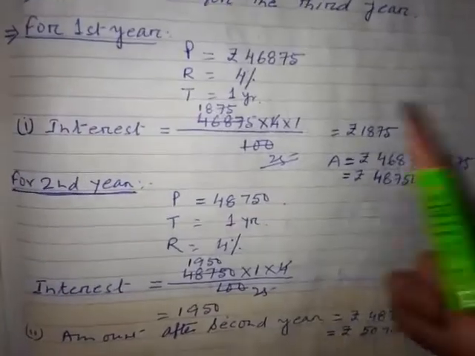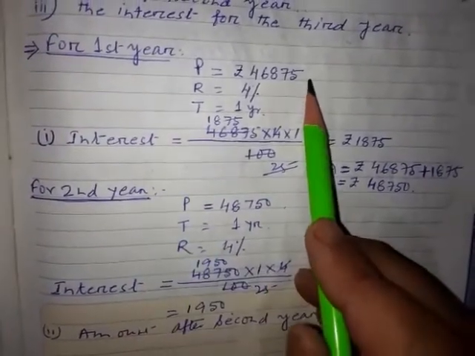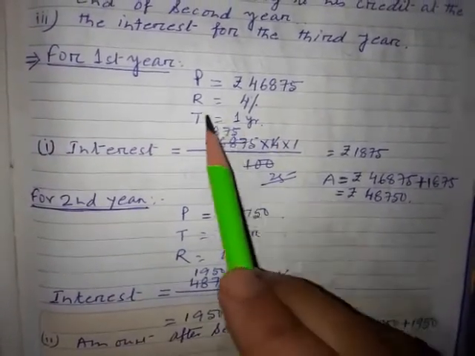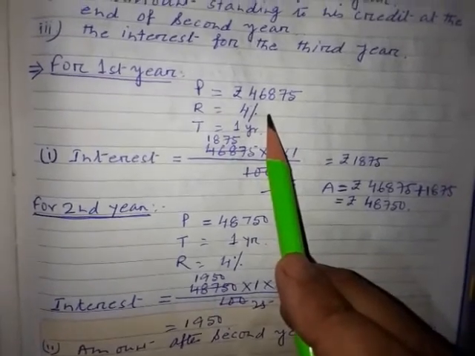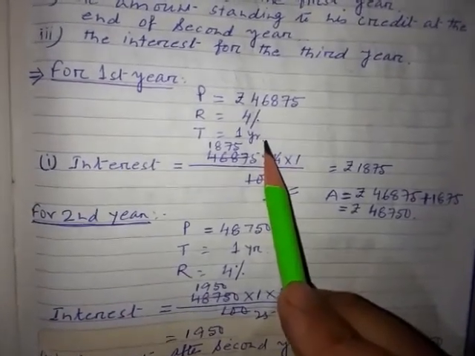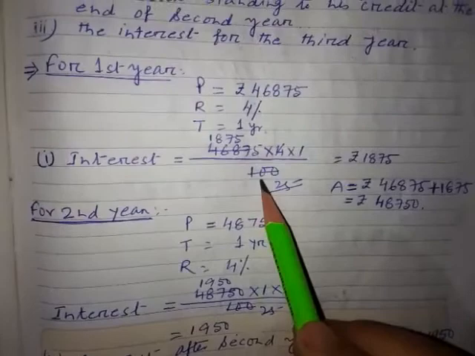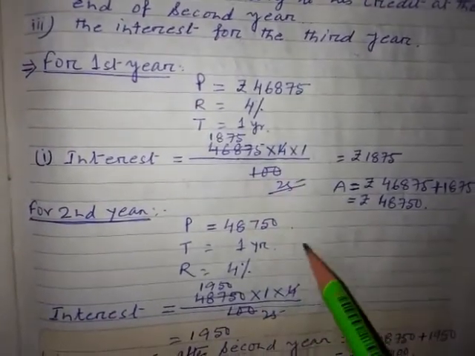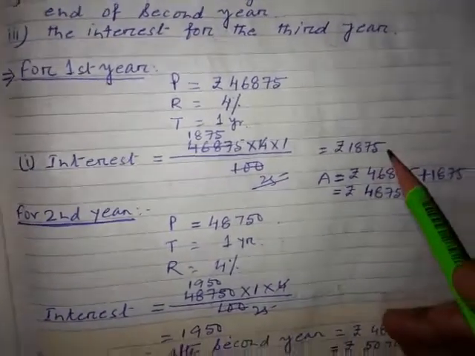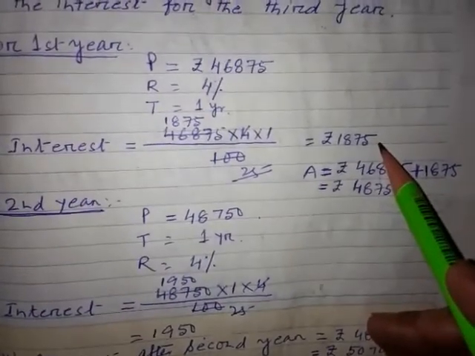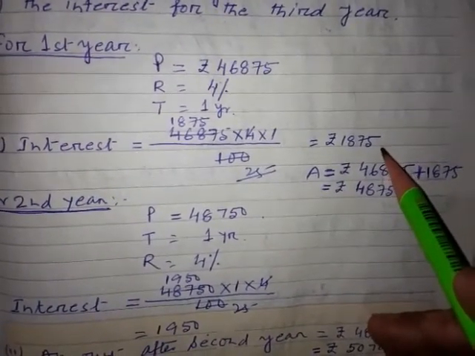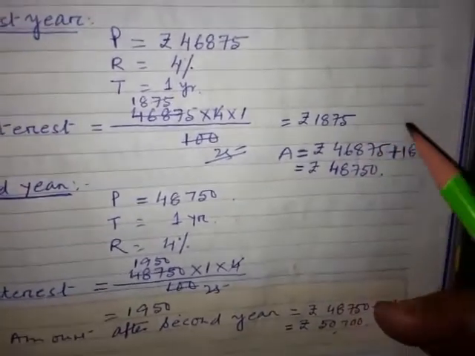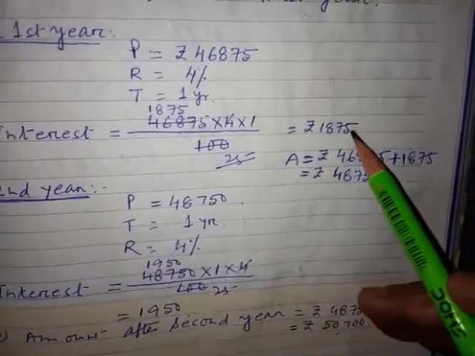In the same way, I am discussing the first year. P is known to you, it is given in the book. Rate is known to you, it is given in the book. And time, you always calculate for 1 year. So you know how to find the interest: P into R into T by 100. After calculating, you get the interest 1875. Once you get the interest, every year you have to find the amount. You know how to find the amount? Principal plus interest equals amount.